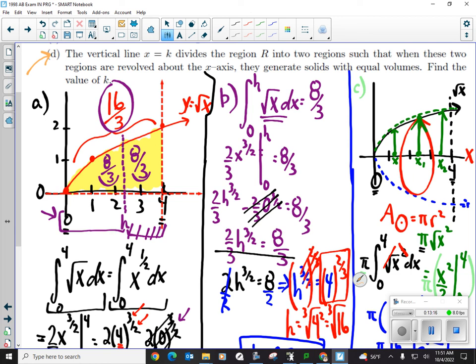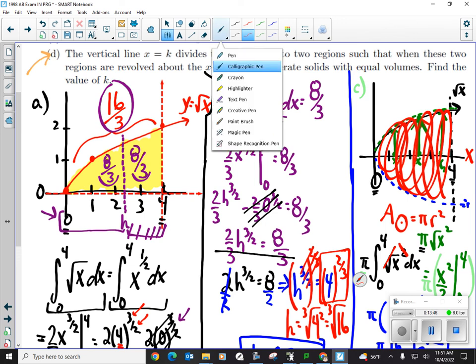The vertical line x equals k divides the region R into 2 regions such that when these 2 regions are revolved around the x-axis, they generate solids with equal volumes. Find k. So I am taking my volume here, all of these circles that create this volume. I'm actually going to do the same thing I did in B, where I cut the area in half.